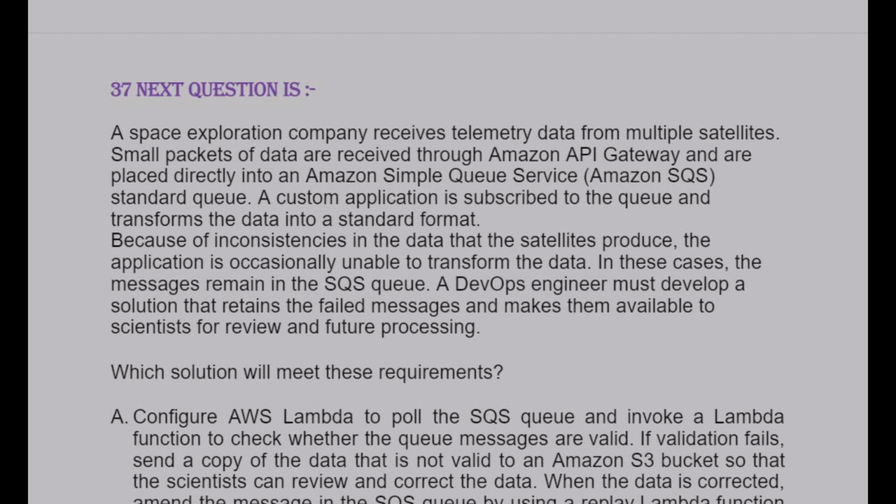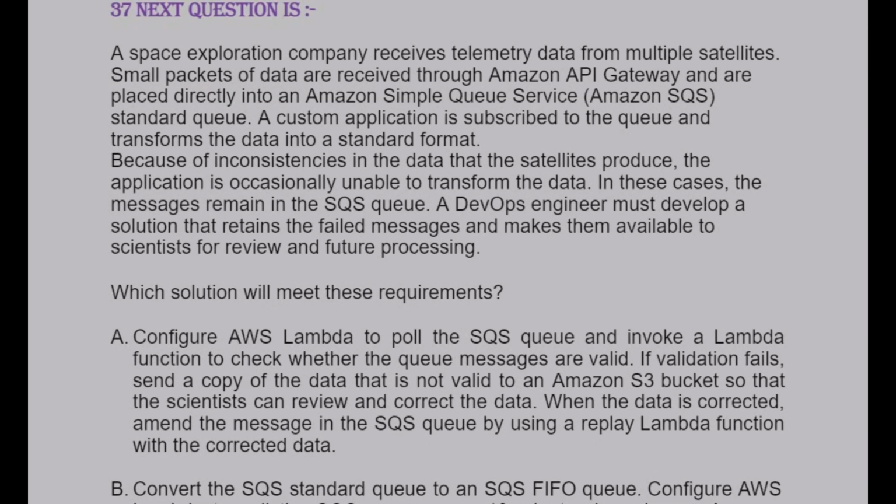Because of inconsistencies in data that the satellites produce, the application is occasionally unable to transform the data. In these cases, the messages remain in the SQS queue. A DevOps engineer must develop a solution that retains the failed messages and makes them available to scientists for review and future processing. Which solution will meet these requirements?